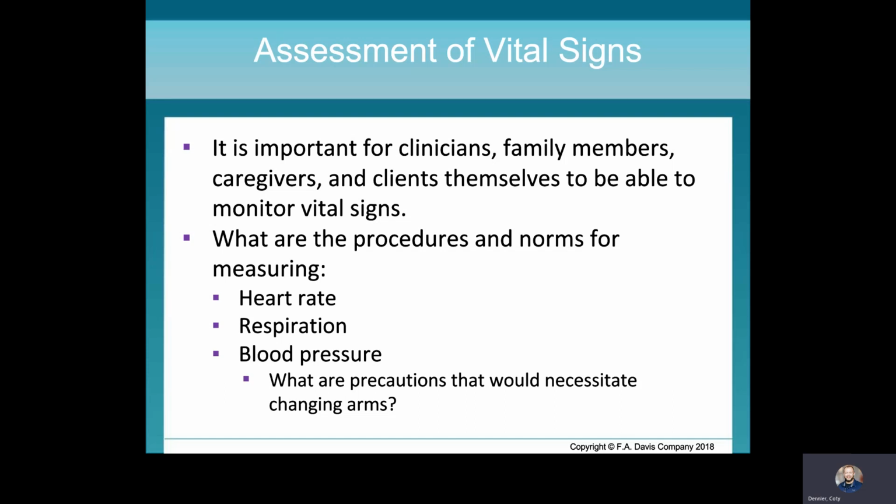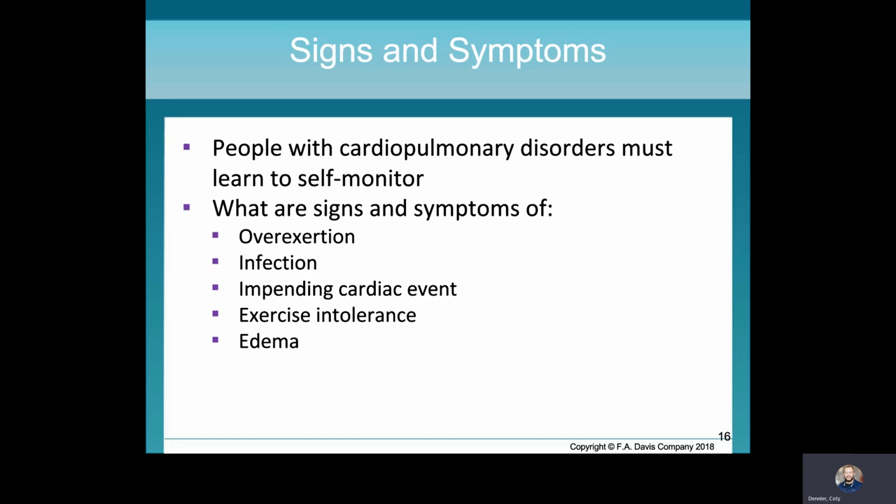All right, so some people with cardiopulmonary disorders must learn to self-monitor. This is where you educate the patient on these symptoms, okay? The first one is overexertion. What was the golden nugget rule with overexertion? If they're feeling pain 1 to 2 hours afterward, you probably overdid it, right? Another way is if they get really short of breath or have any kind of chest pain, you've overdone it. You need to tone it down, or they need to tone it down.